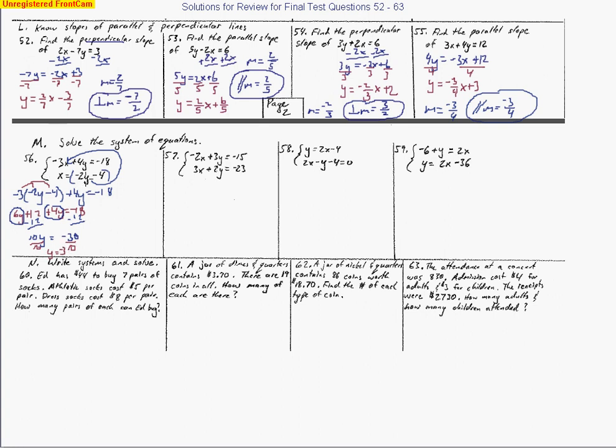Put that in place of this y here to solve for x. So x equals negative 2 times negative 3, and then a minus 4. So that makes 6 minus 4 makes 2. So x is 2 when y is negative 3. And that's an ordered pair, and that's where the two lines end up crossing.